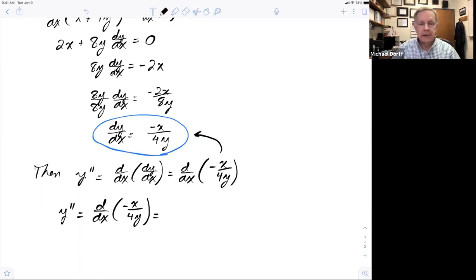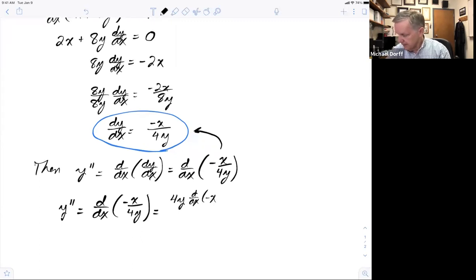Now I look at that, negative x over 4y, and if I'm taking the derivative of that, I have to use the quotient rule because I have a numerator and a denominator part. So the quotient rule says I take the derivative of the denominator, I take the denominator, and then I take the derivative of the numerator minus the numerator times the derivative of the denominator, divided by the denominator squared.